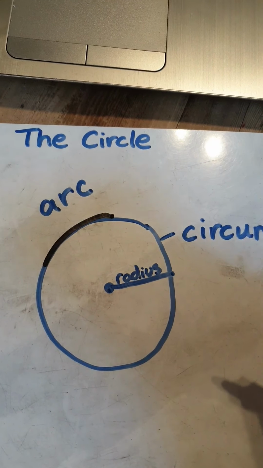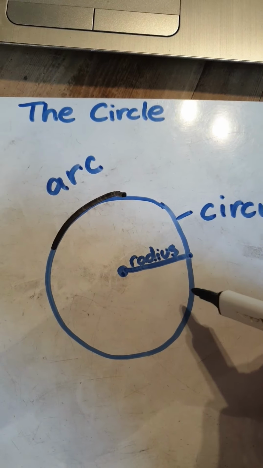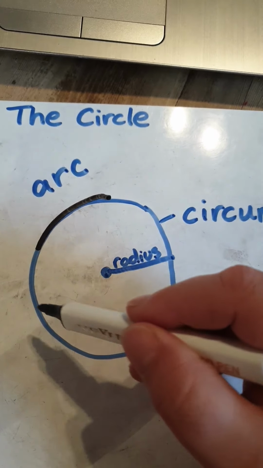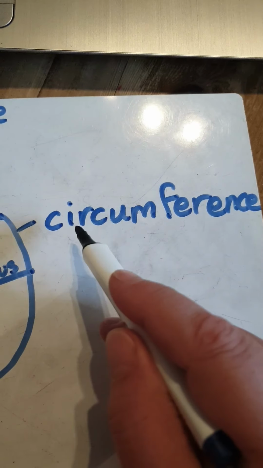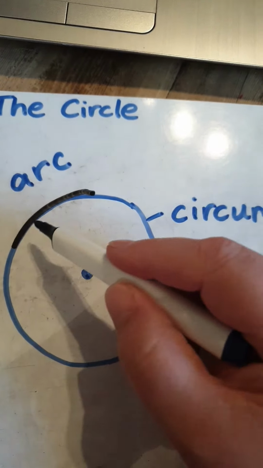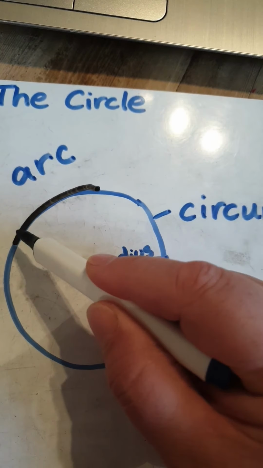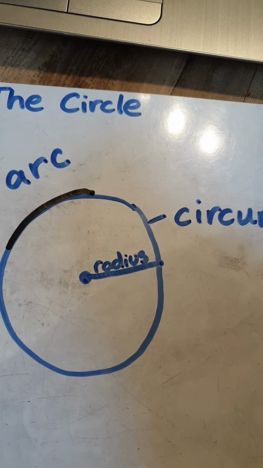Okay, this is just going to run through some of the vocabulary connected with the circle. The perimeter of the circle, the whole way around the outside, is called the circumference. Easy when you break it up into syllables. The circumference. Any section, any part of that circumference is called an arc.